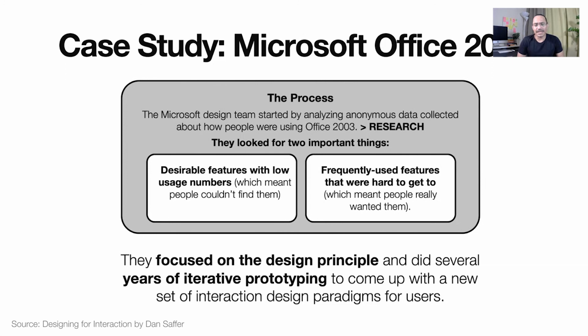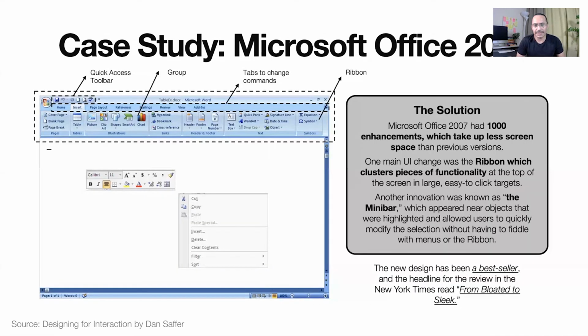Then they focused on the design principles and did several years of iterative prototyping. So yes, they did research and then created some interactions, some prototypes, and they kept testing until they had a good interaction design and experience. After this, they came up with the new version in 2007, the new Microsoft Office. So this is how it looked.